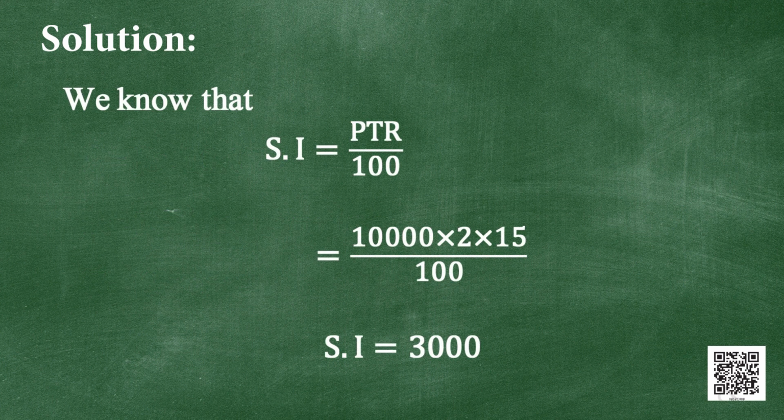We know that simple interest is equal to PTR divided by 100. So, the principal amount is 10,000 multiplied with the time is 2 years multiplied with the rate of interest is 15% divided by 100. So, upon simplification, we get the simple interest is equal to 3,000. Students, we found that the simple interest is rupees 3,000.